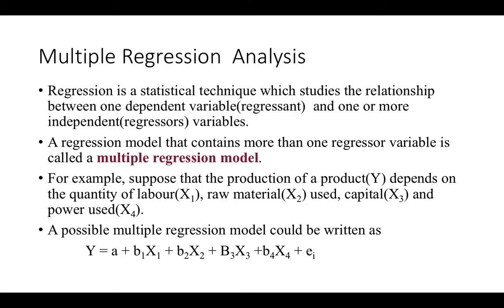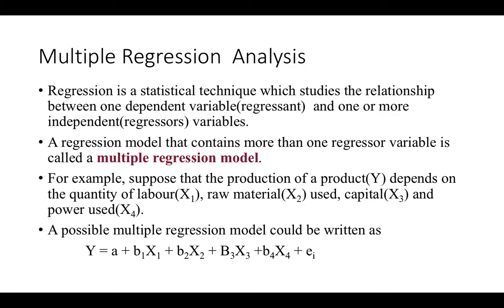A multiple linear regression is a statistical technique which studies the relationship between one dependent variable, which is also called the regressand, and one or more independent variables called the regressors or the variables. So, if you are going to study output of rice, then the output of rice would be the dependent variable. The independent variables would be land area, the amount of labor that you use, the amount of fertilizer that you've used, and the amount of capital that you've employed in the production process of rice.